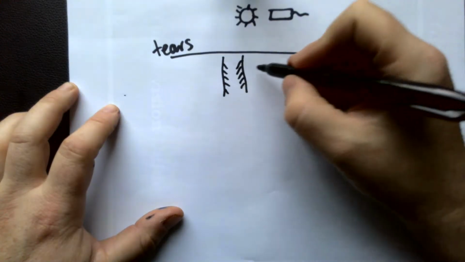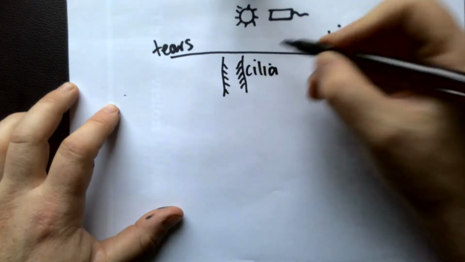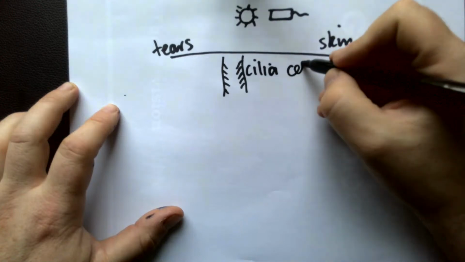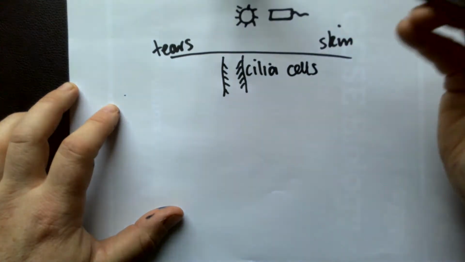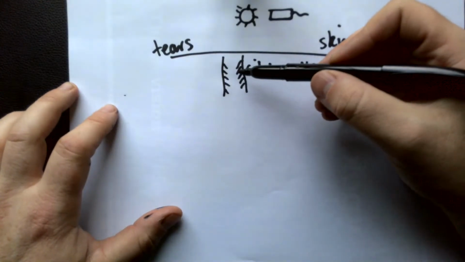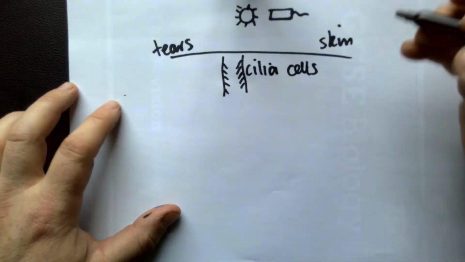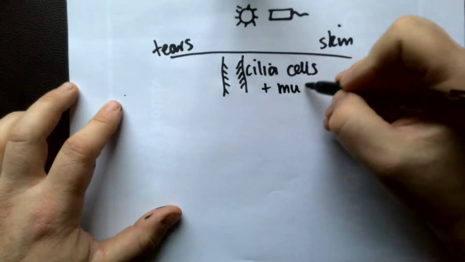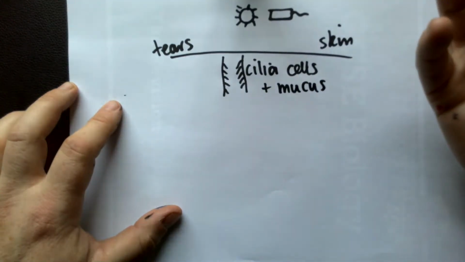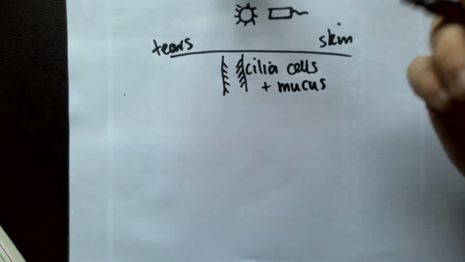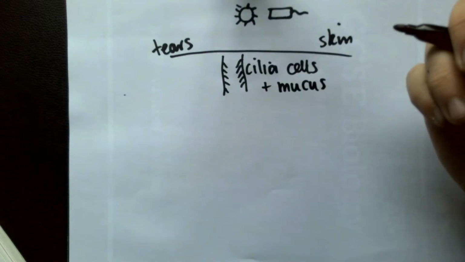So this is an airway. We've got cilia cells in the airways in our nose and our throat, and we've also got mucus. Mucus is the sticky snot, basically, and the mucus can trap.